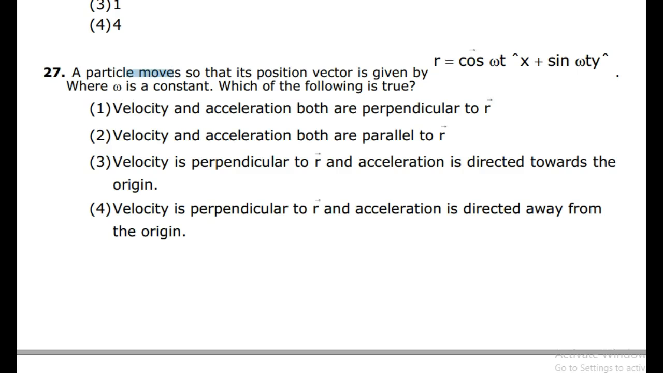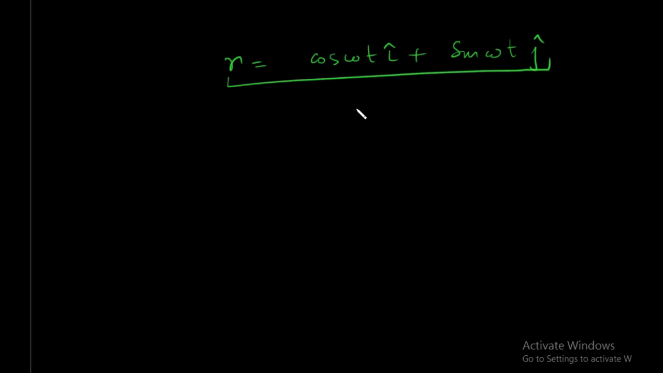A particle moves so that its position vector is given by r equal to cos omega t i plus sin omega t j. These are unit vectors and we can take them as i and j. Which of the following is true? Velocity and acceleration are both perpendicular to r. Velocity and acceleration are both parallel to r. Velocity is perpendicular, acceleration is directed towards the origin. Velocity is perpendicular to r and acceleration is directed away from origin. So this is the question.